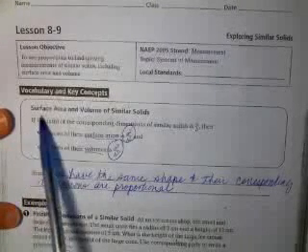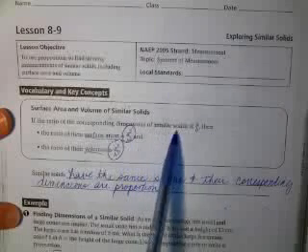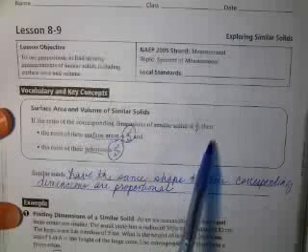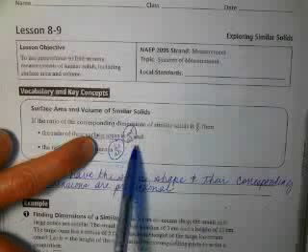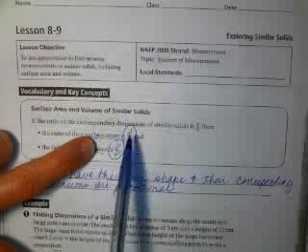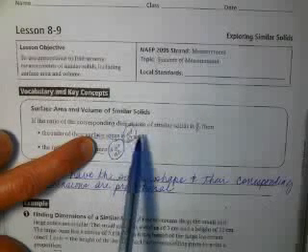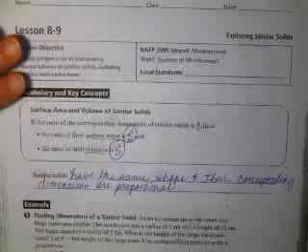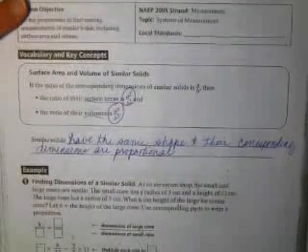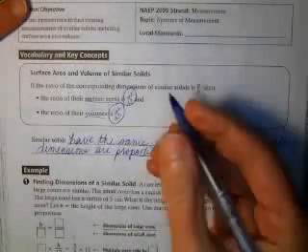Our key concepts are if the ratio of corresponding dimensions of similar solids is A to B, then the ratio of their surface areas is A squared to B squared. Area is in square units, so think about squaring and squaring. The ratio of their volumes is A cubed to B cubed. You're going to cube each of those because volume is in cubic units. So, a nice way to help remember those.